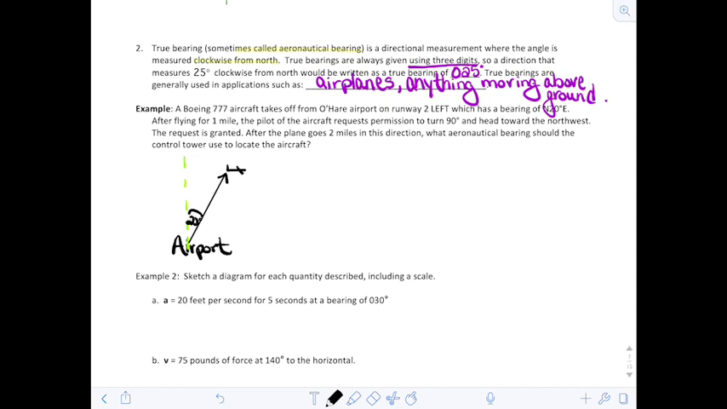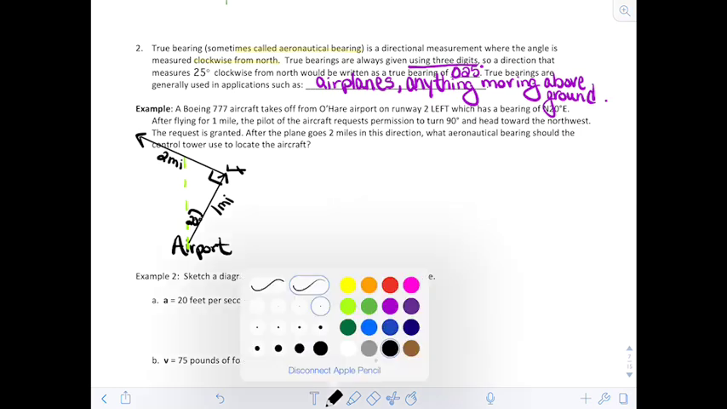After flying for 1 mile, so that's my distance or my magnitude, the pilot requests permission to turn 90 degrees and head towards the northwest. The request is granted and the plane goes 2 miles in that direction. And there we go. So this is 2 miles, and I know that this is 90 degrees. So what aeronautical bearing should the control tower use to locate the aircraft?